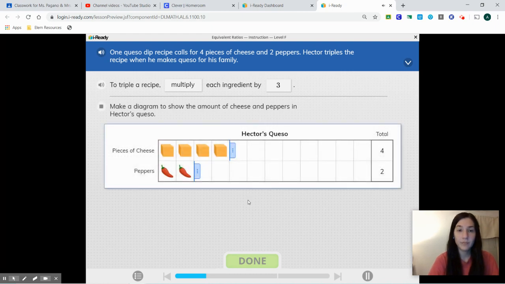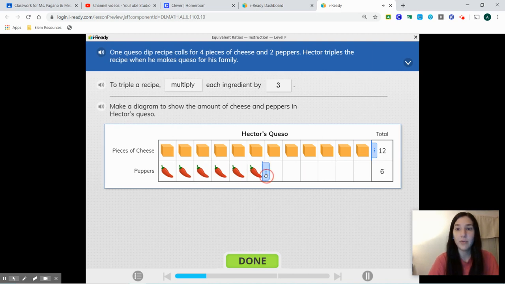Make a diagram to show the amount of cheese and peppers in Hector's queso. So 4 times 3 will give us 12. So we're going to move our cheese over to 12. And peppers is 2. 2 times 3 is going to be 6. So we move our peppers over to 6. Good.